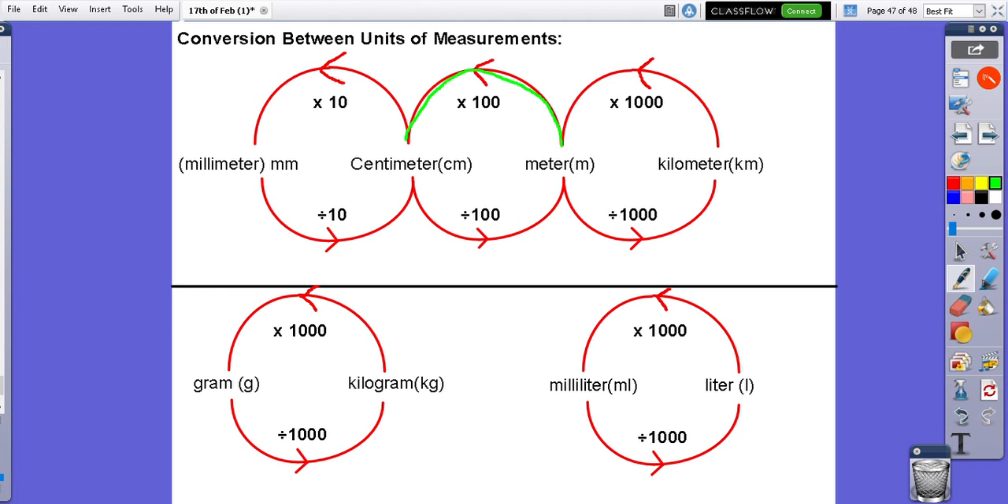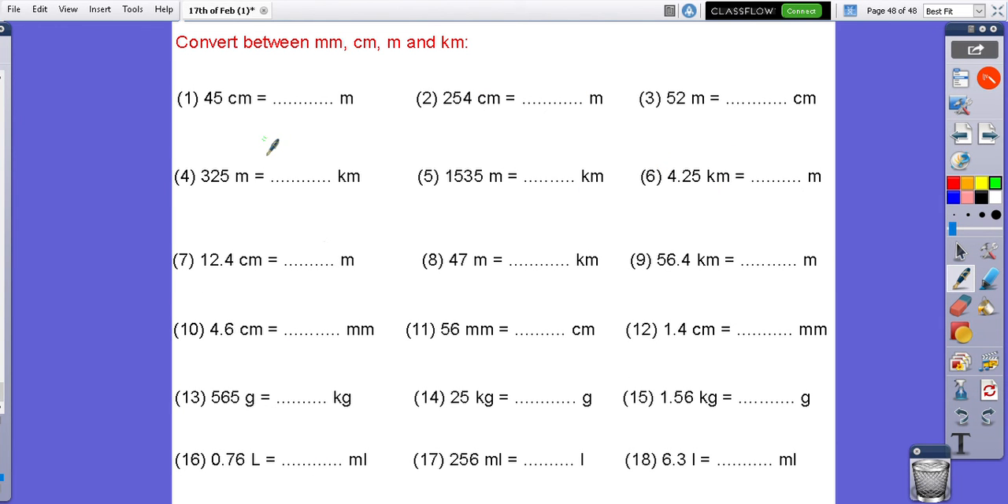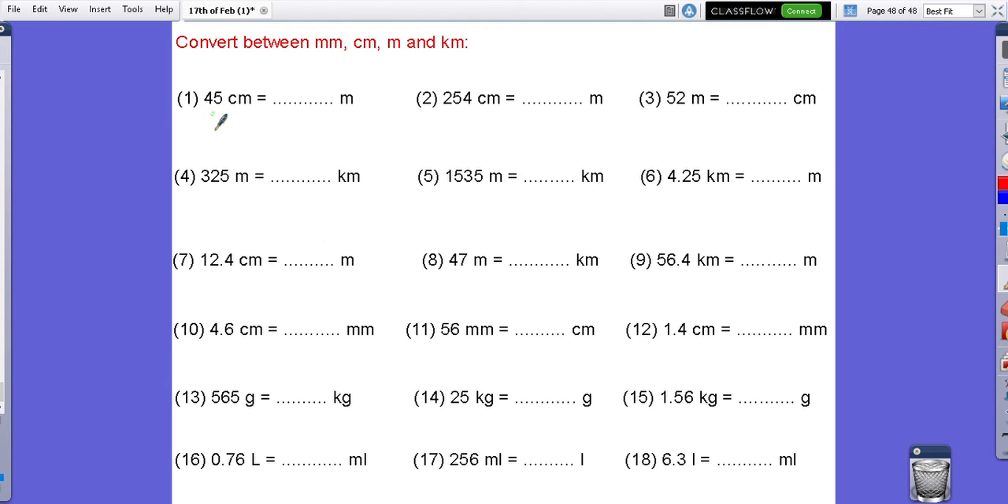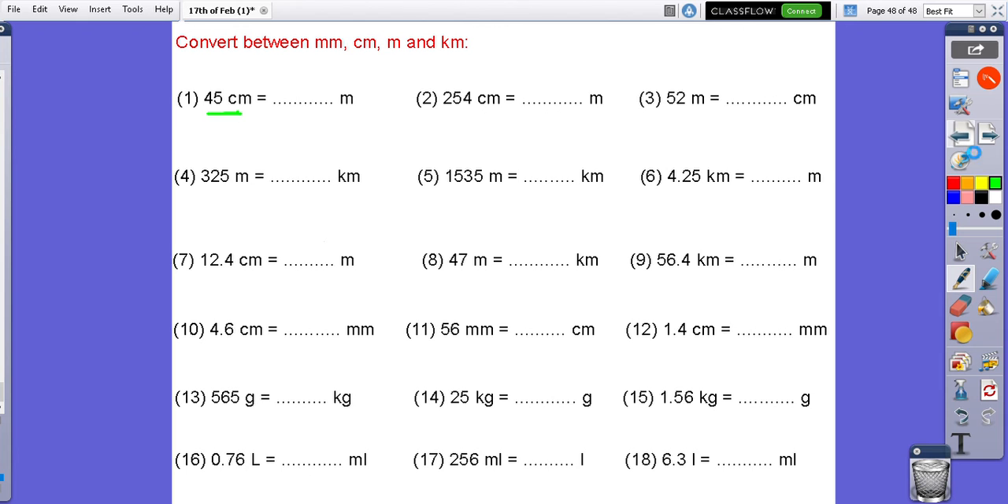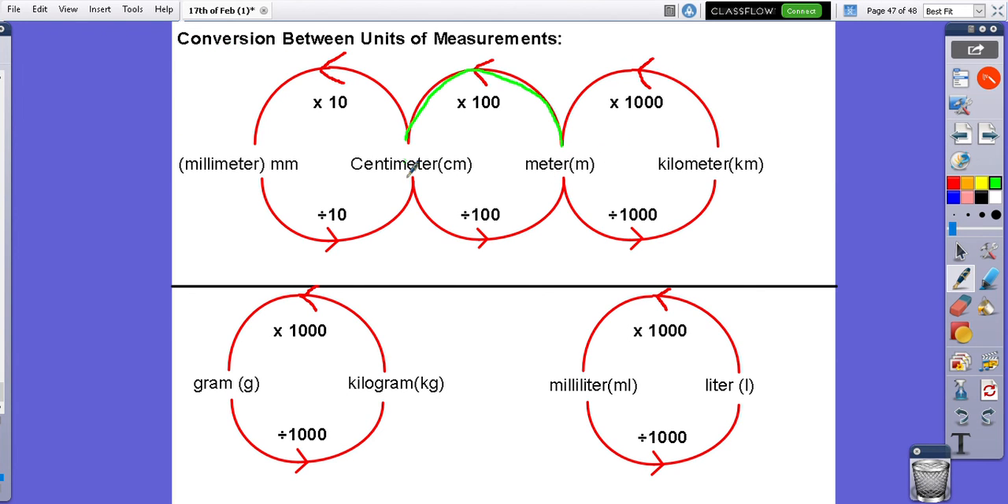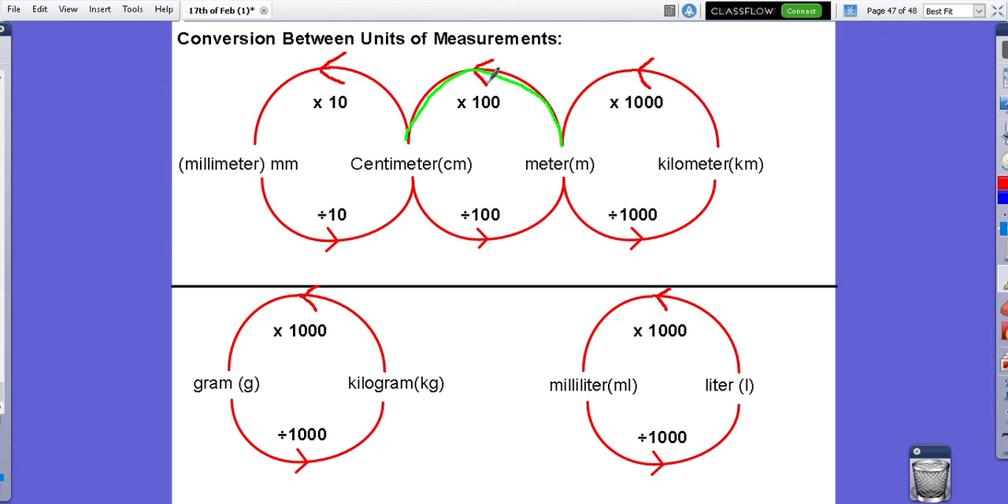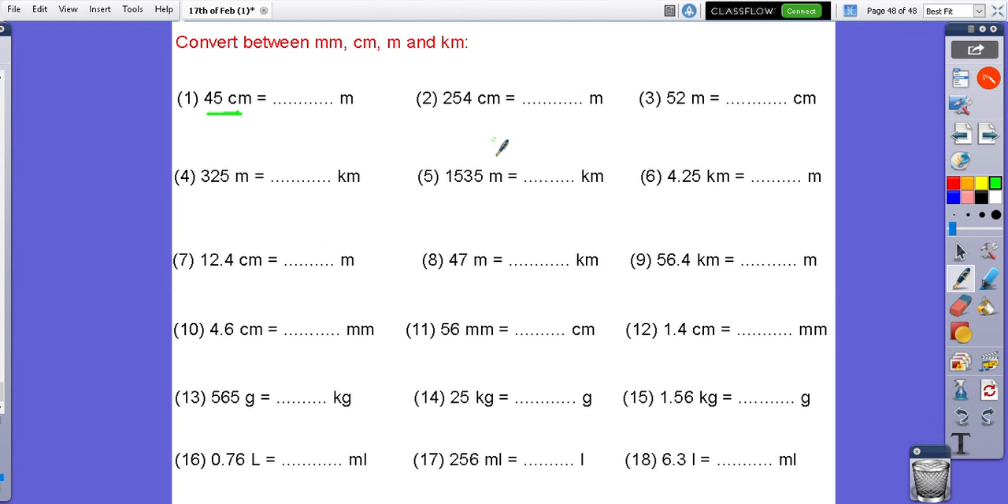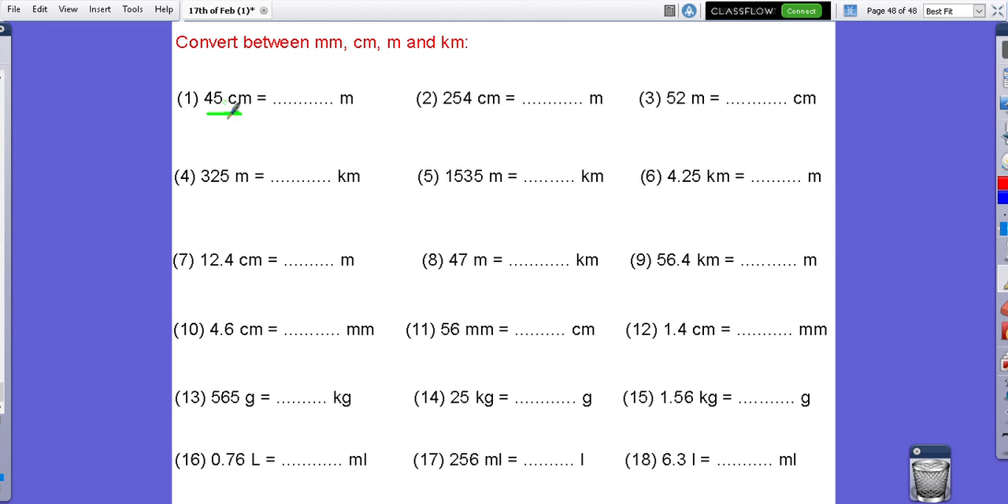So let's have a look at how the questions look. Here in question number 1, for example, 45 centimeters are how many meters? Well, now I need to move from centimeter to meter. Drawing this very quickly is going to help you. From centimeter to meter. Am I going to go this way? No, this is the opposite direction. Centimeter to meter is dividing by 100. So I go back to the question. Divide 45 by 100.